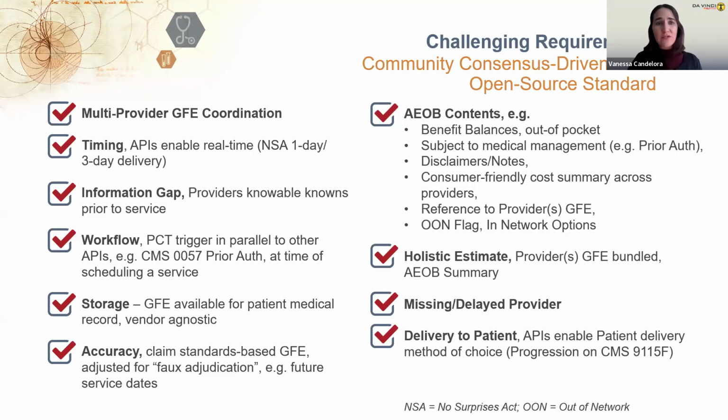So if the service is scheduled between 3 and 10 business days, the expectation is to turn around an estimate to a patient within 1 day. And if it's scheduled more than 10 days out, the expectation is to turn around that estimate within 3 business days. And so APIs enable real-time or near real-time information to be exchanged, which helps meet that requirement. There's also an information gap. We talked a little bit about this, right? Providers' knowable knowns prior to a service are going to be very different than the way a post-service payment process looks, right?